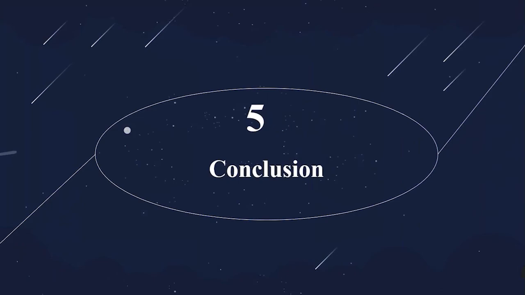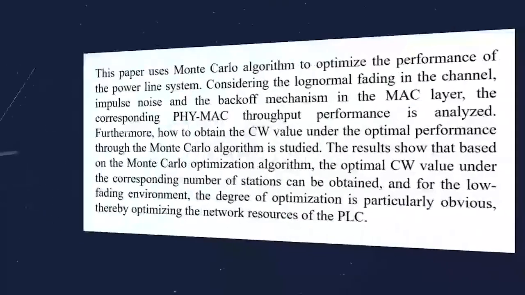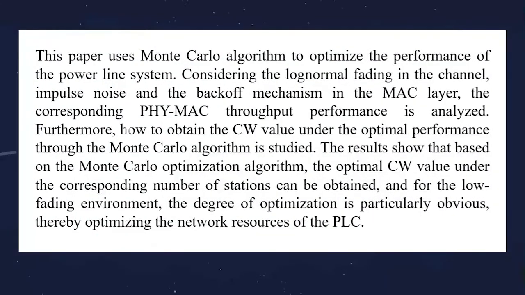Lastly, conclusion. This paper uses a Monte Carlo algorithm to optimize the performance of the power line system, considering the log-normal fading in the channel, impulse noise, and the backoff mechanism in the MAC layer.